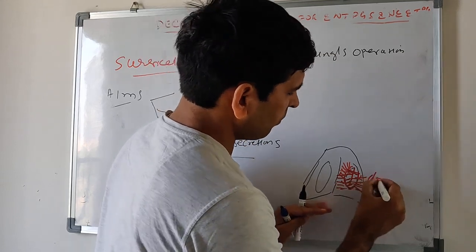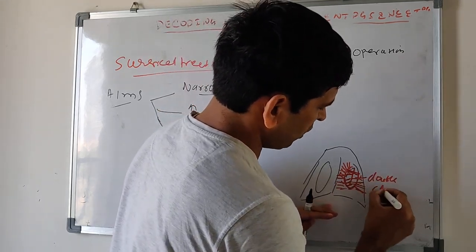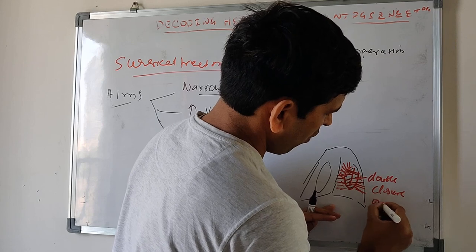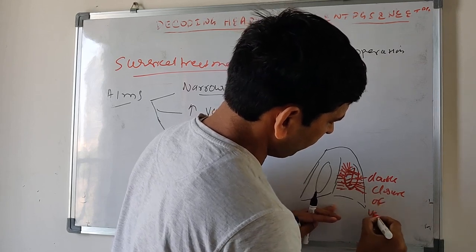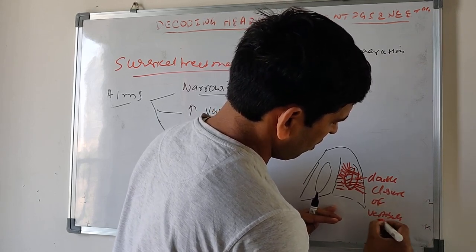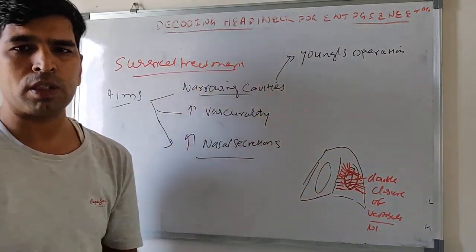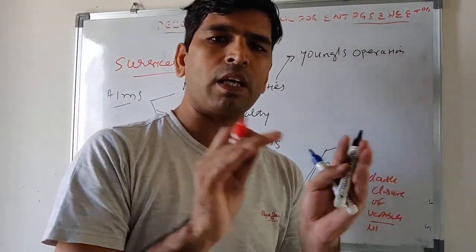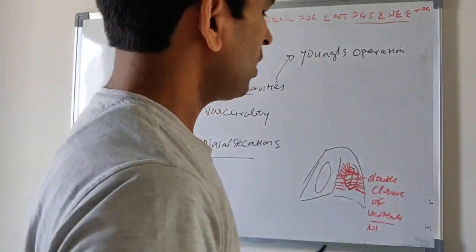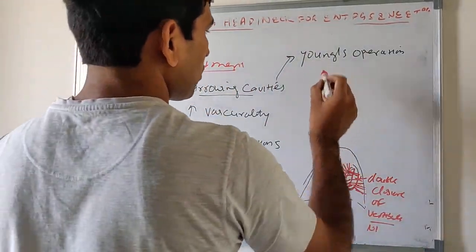So it is a double closure of the vestibule of the nasal cavity. One is the inside mucosal flap, the posterior base flap, and the other is the anterior base flap by the epithelium of the vestibular skin. So this is Young's operation.